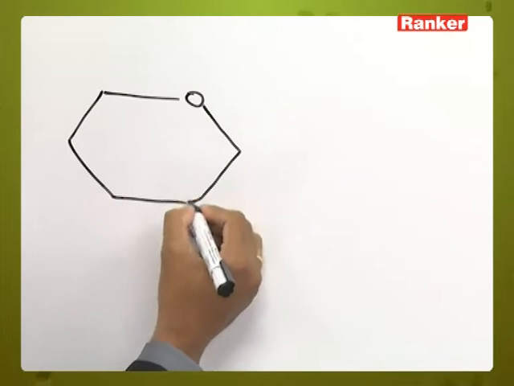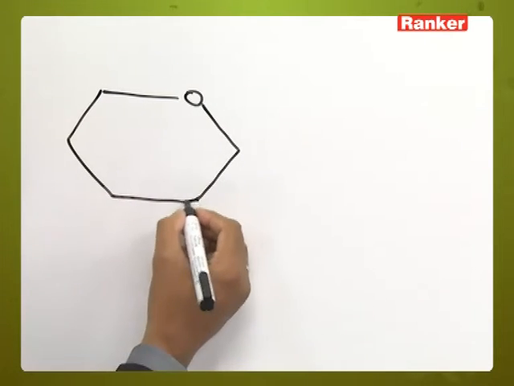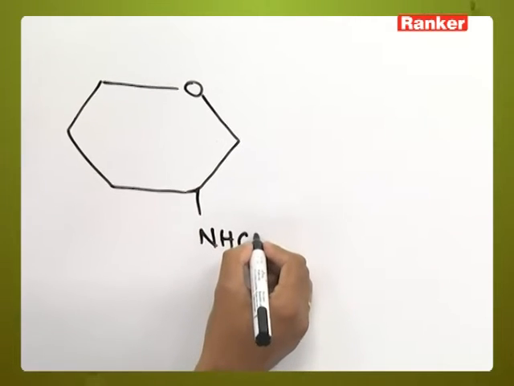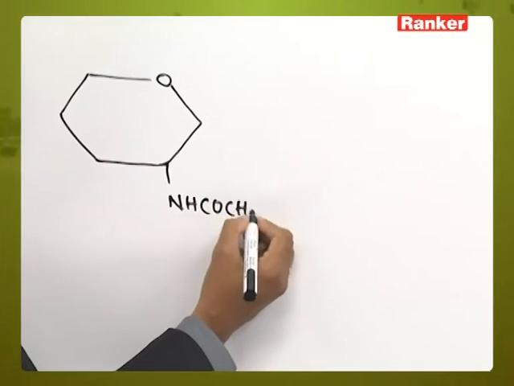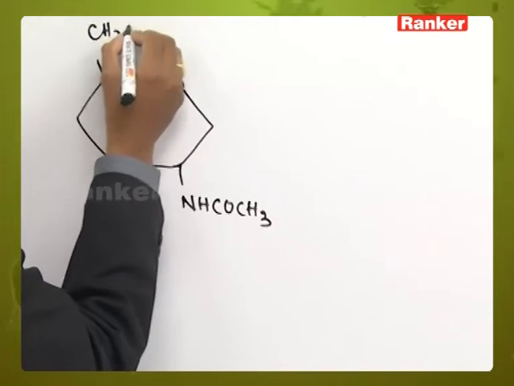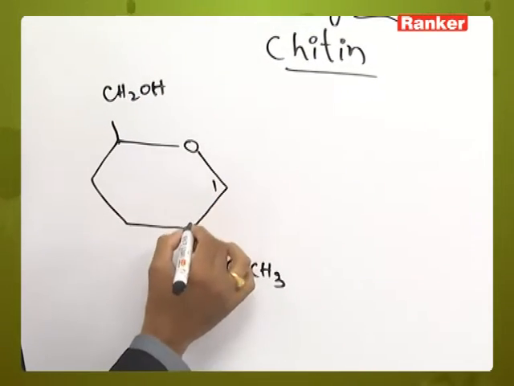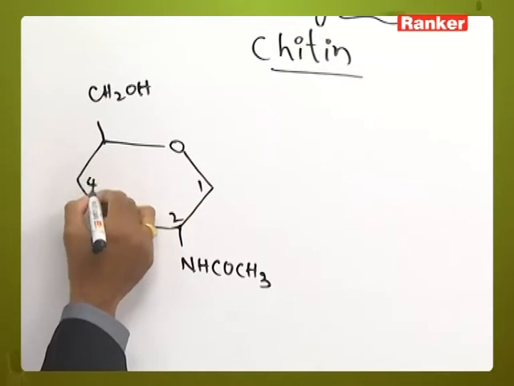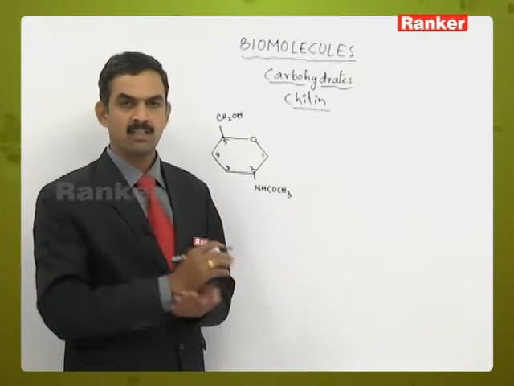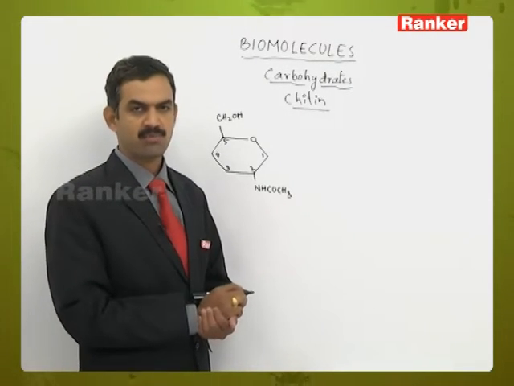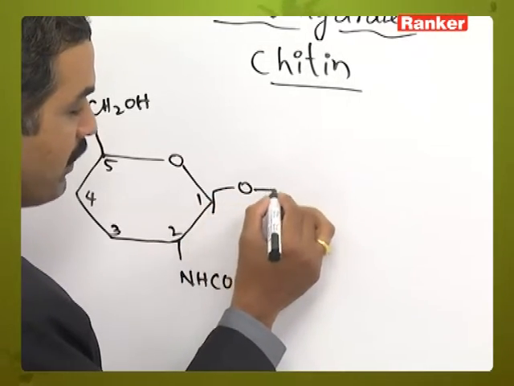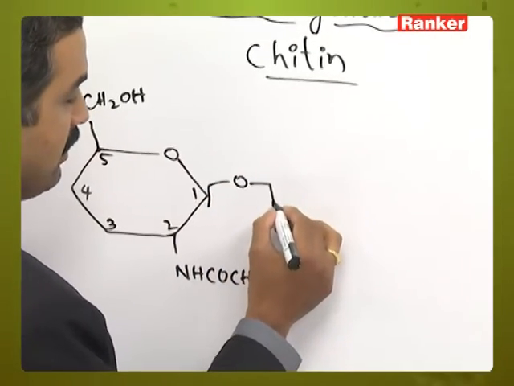So these are the N-acetyl glucosamine molecules where NH, COCH3 are present, and CH2OH. So this is the first carbon, second carbon, third carbon, fourth carbon, fifth carbon, and the sixth carbon. These are also pyranose molecules, like normal glucose structures. In this one, the glycosidic bonds are formed by a dehydration process.